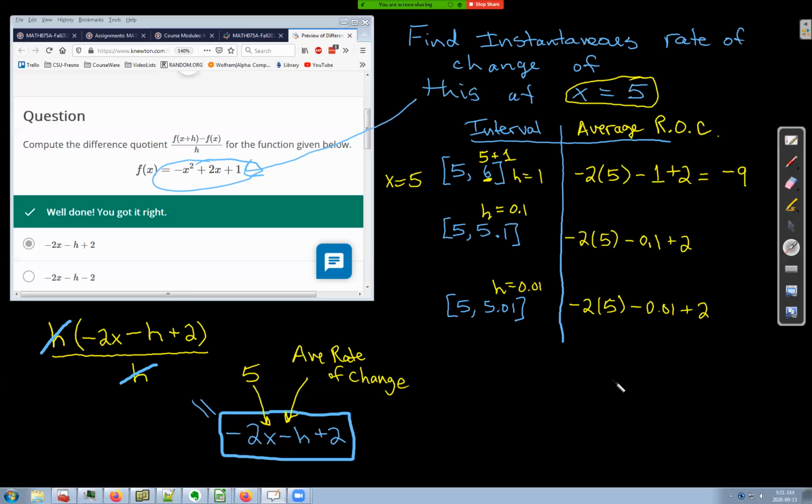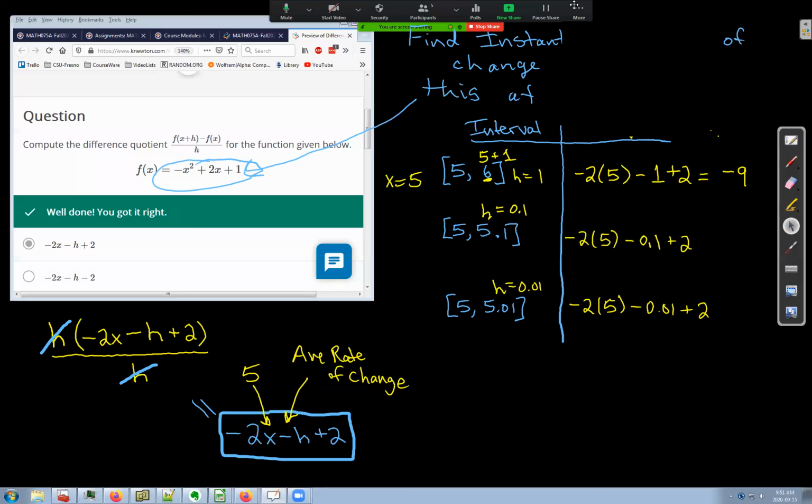All right. So there you go. That is everything you ever wanted to know about the difference quotient.